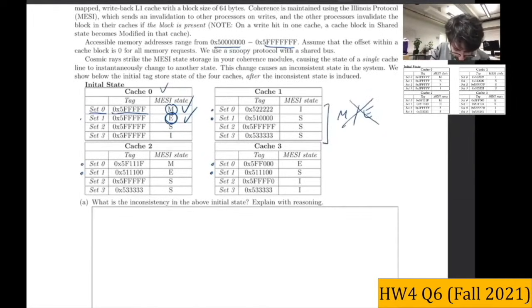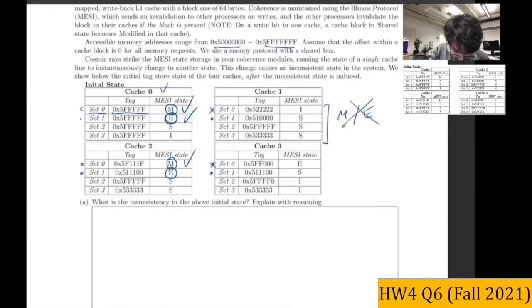Let's move to cache 2. So okay, let's check this cache line. Let's check if it's in cache 0. It's not in cache 0. It's not in cache 1, and it's not in cache 3. So this should be okay. This cache line is in an okay state. Let's check the next one, that is set 1 in cache 2.